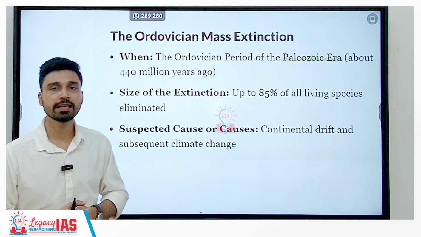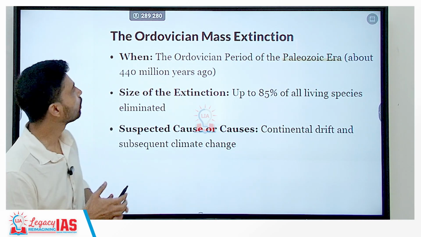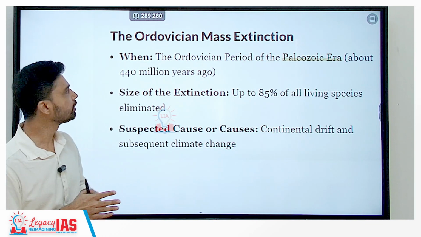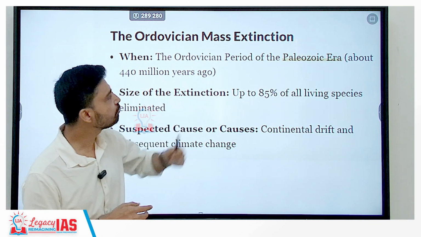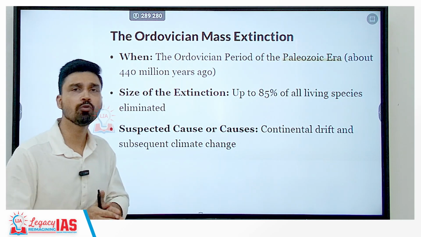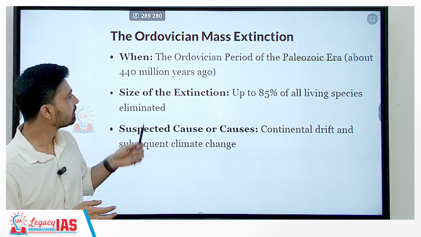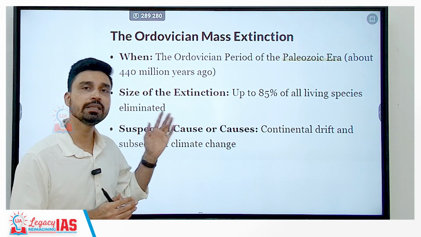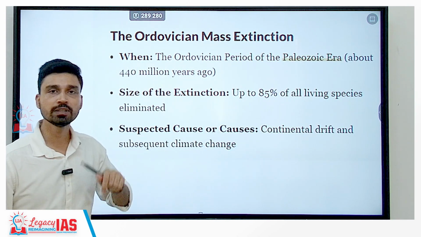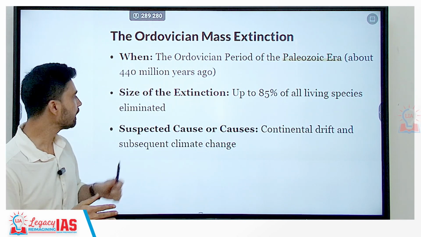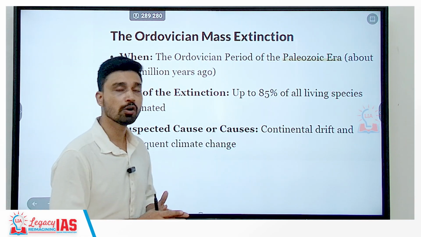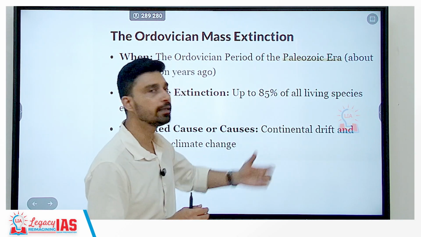Now, the first extinction event which we are going to discuss is what we refer to as the Ordovician mass extinction. This Ordovician mass extinction happened in the Ordovician period of the Paleozoic era, which was somewhere around 440 million years ago. The size of the extinction was such that it is believed by geologists and the scientific community that almost 85% of the living species that were present on the Earth at that time went extinct. The suspected cause of this event is believed to be continental drift.